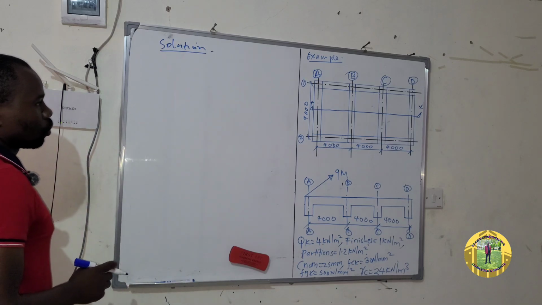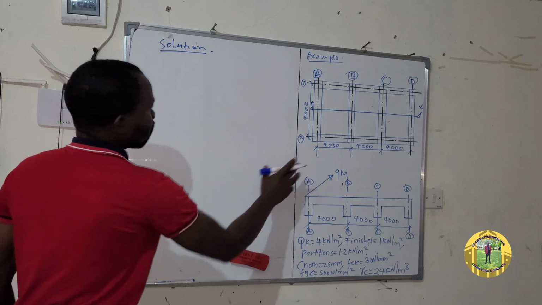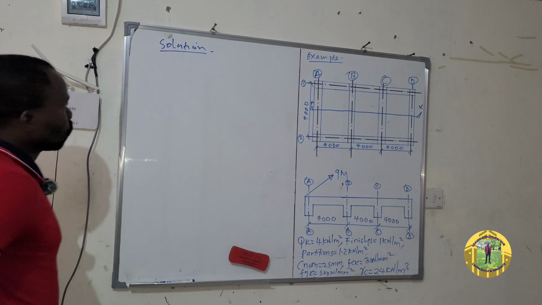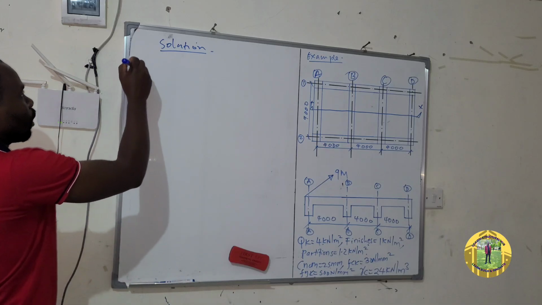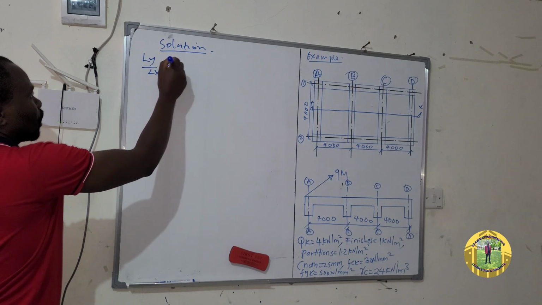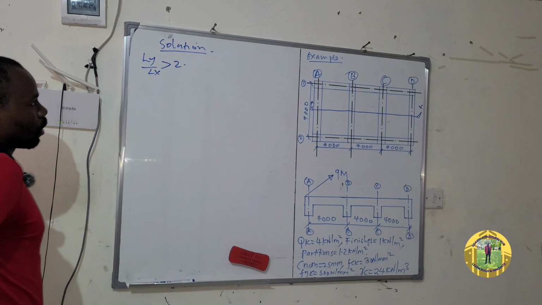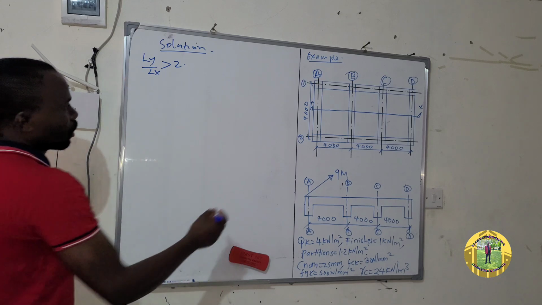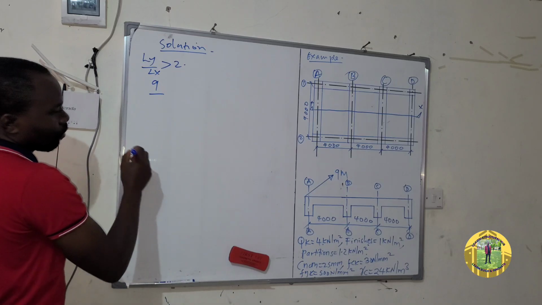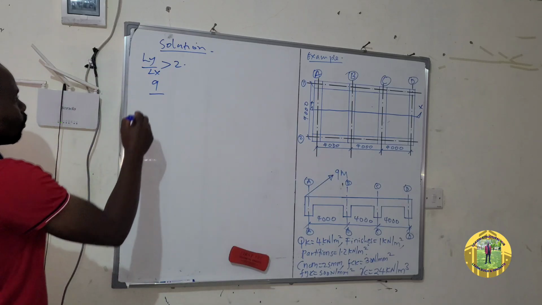So before you can proceed to designing this slab as a one-way continuous slab, it is a must you check first whether it is a one-way or not. And to confirm, this is how you confirm: the ratio of Ly over Lx must be greater than 2. This is for a one-way spanning slab. So the Ly is the longer distance, which is 9 meters, over the shorter distance, which is Lx, that is 4.